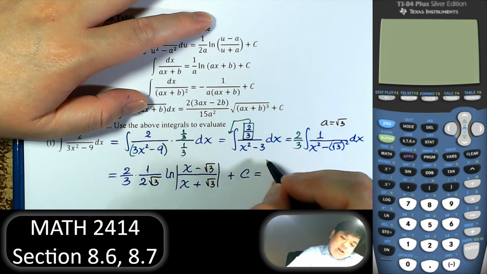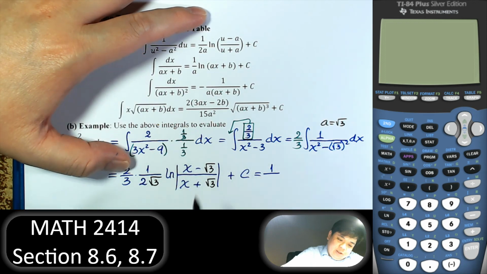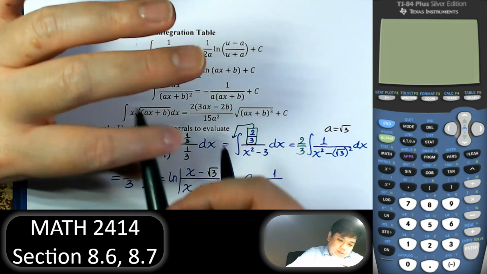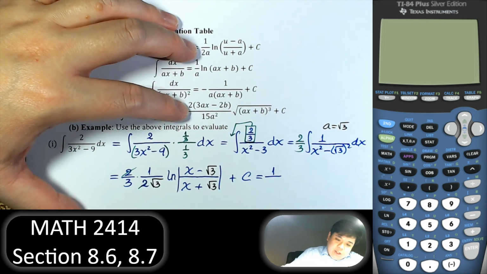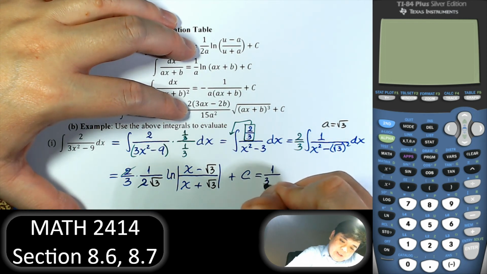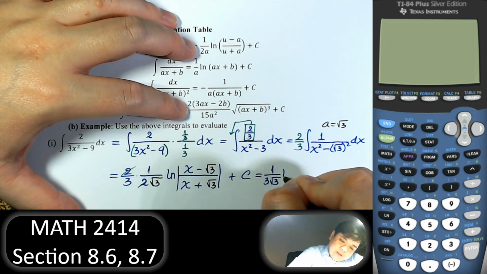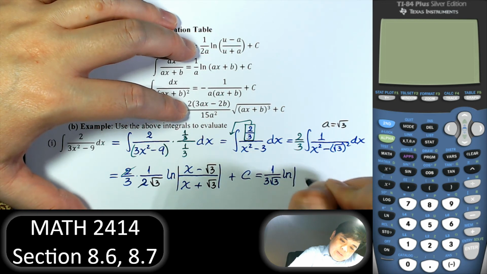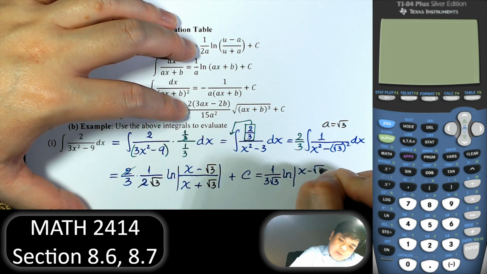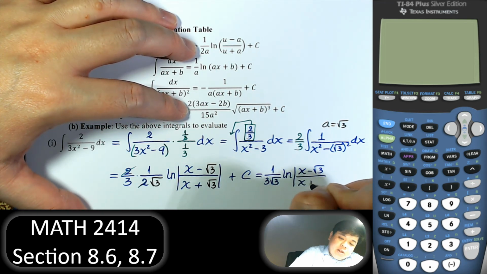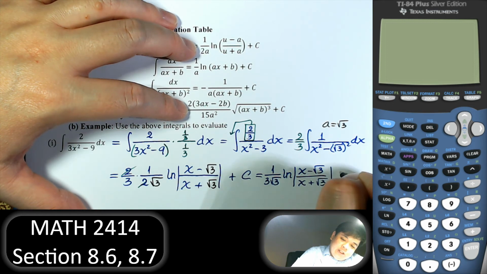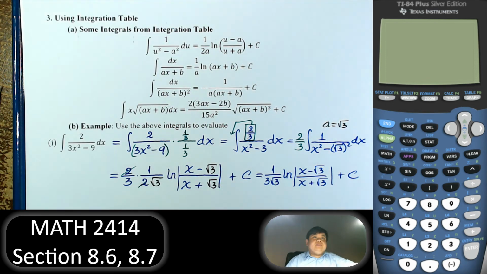Two and two cancel out. 1 over 3 square root of 3, x minus square root of 3 over x plus square root of 3, plus c. Right. So usually if we don't know how to integrate, try to look it up, and maybe there's a formula for it.